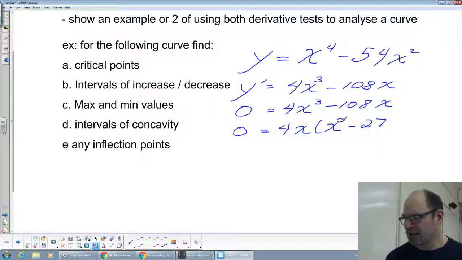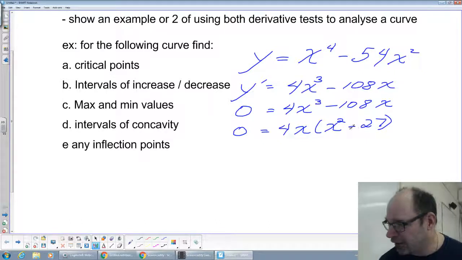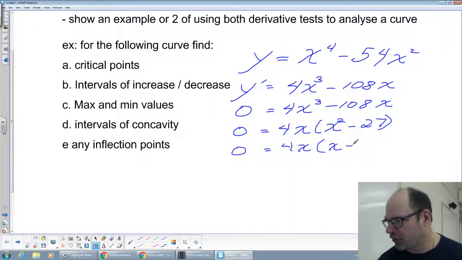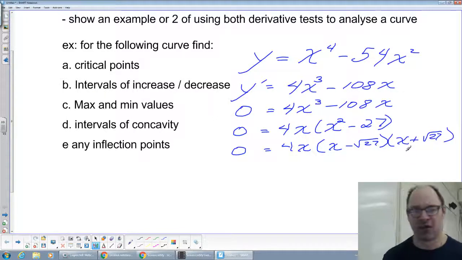Okay, 4x squared. Now you may think that you cannot factor this, but this is a difference of squares. Remember, any number can be factored this way as well. So this is going to be 4x times x minus the root of 27 times x plus the root of 27. Okay, root 27, can we reduce that down?